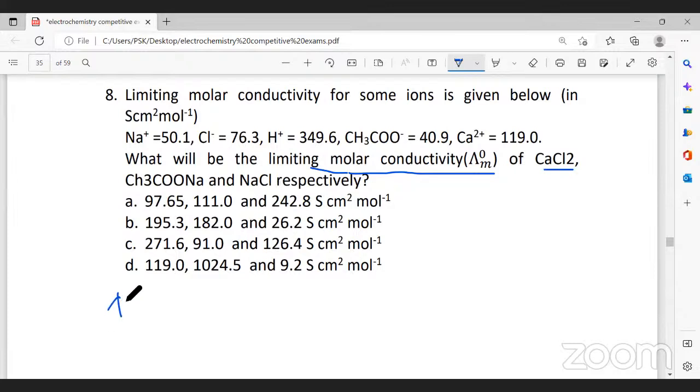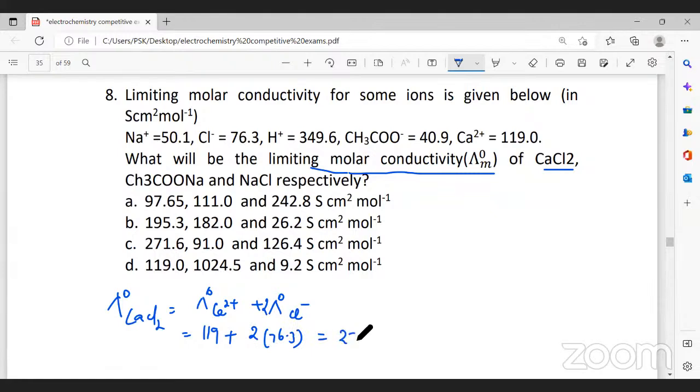Now, the molar limiting conductance of calcium chloride will be equal to the molar conductivity of calcium plus 2 into the conductivity of chloride. Calcium is what they've given: 119, plus chloride, 2 into 76.3. That will be equal to around 271.6 Siemens centimeter square per mole.